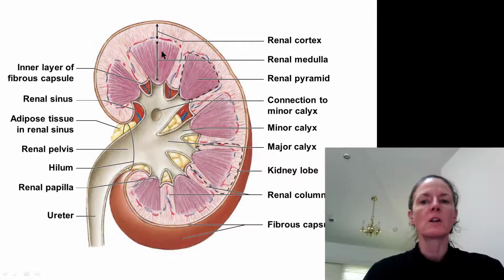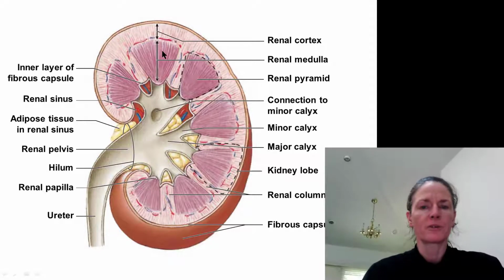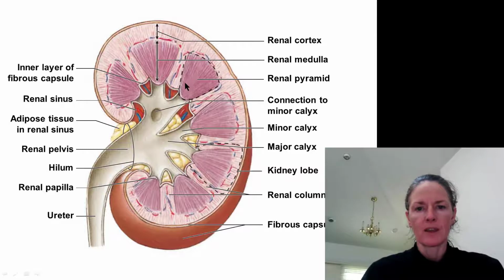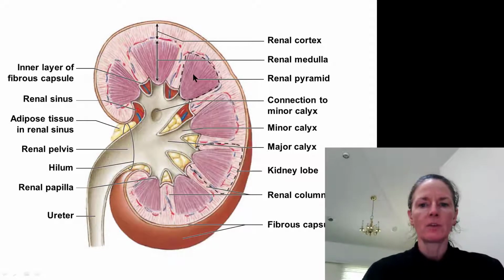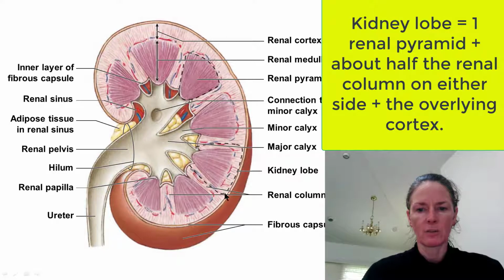And so the renal pyramids, there are anywhere from 6 to 18 per kidney. So here's a renal pyramid. They end in these little renal papillae, and this is where the urine is going to be dumped into the minor calyx. And then we're going to have a kidney lobe, and that's going to consist of a renal pyramid and about half the renal column that surrounds it on either side. So this is our renal pyramid.